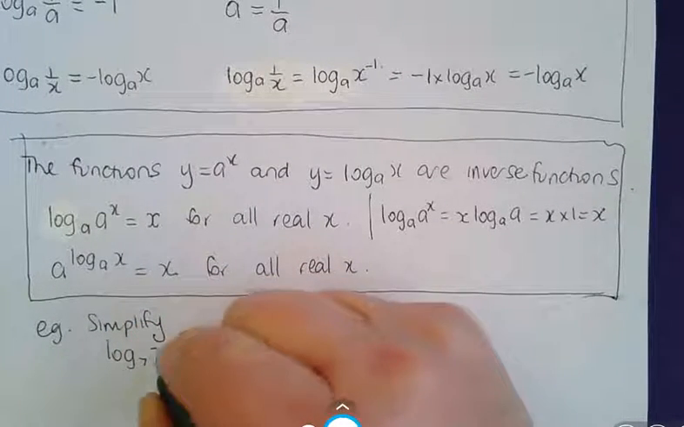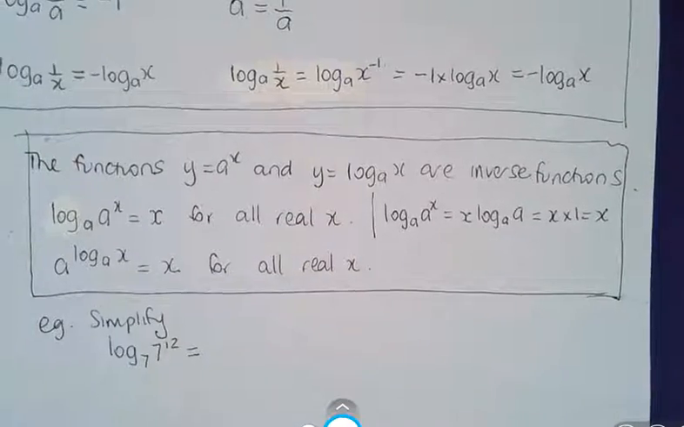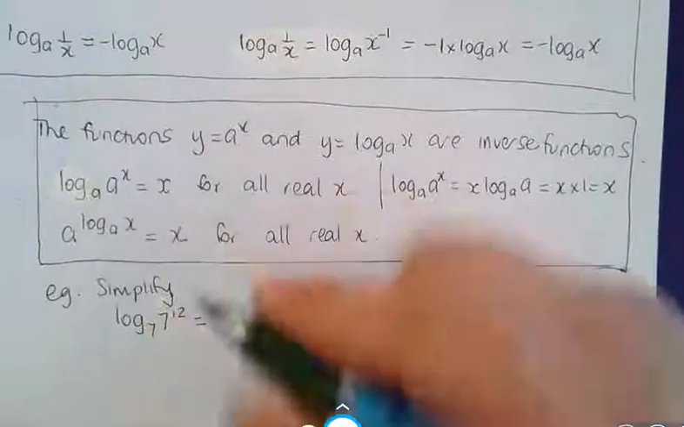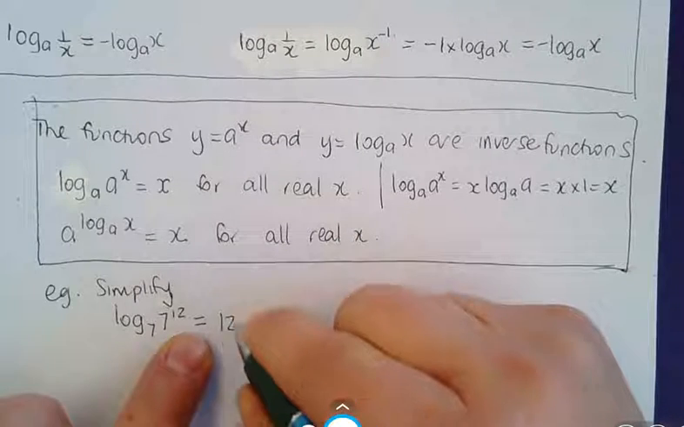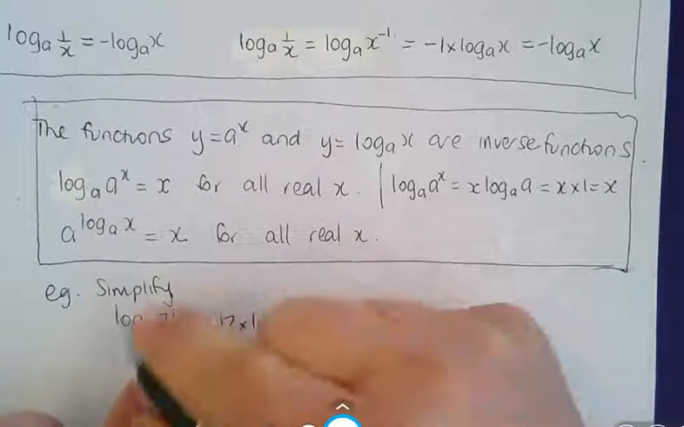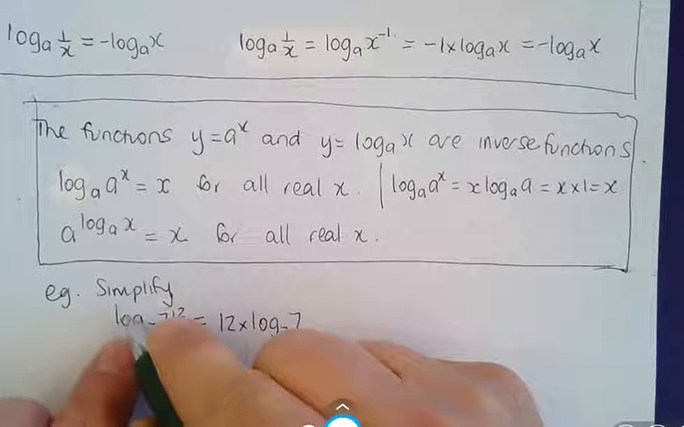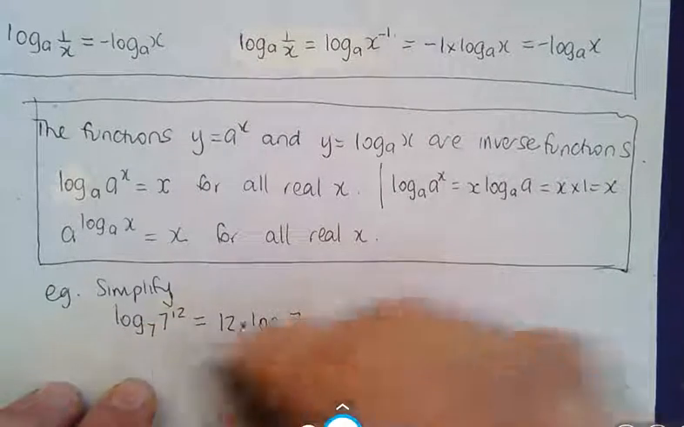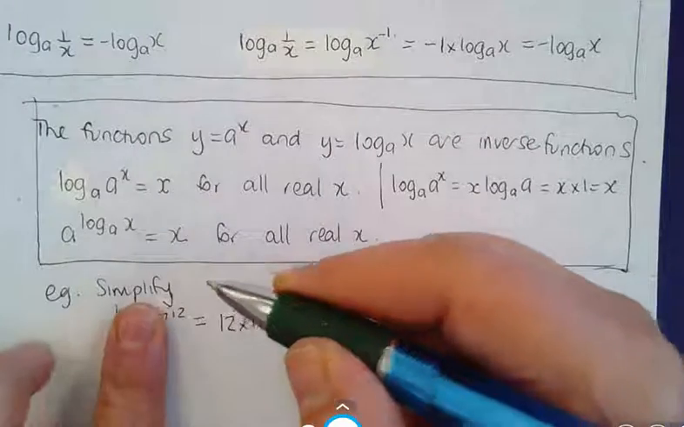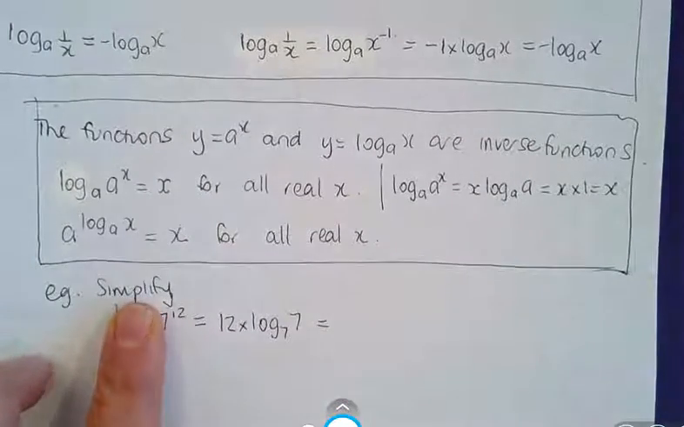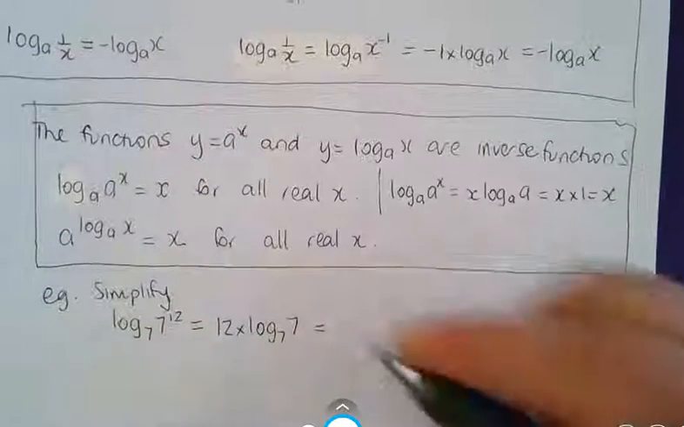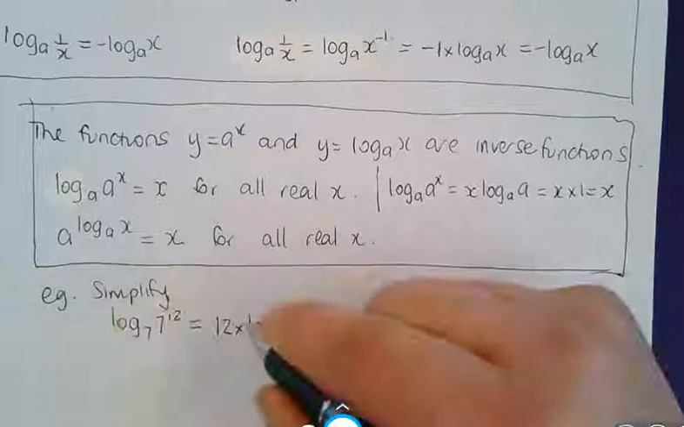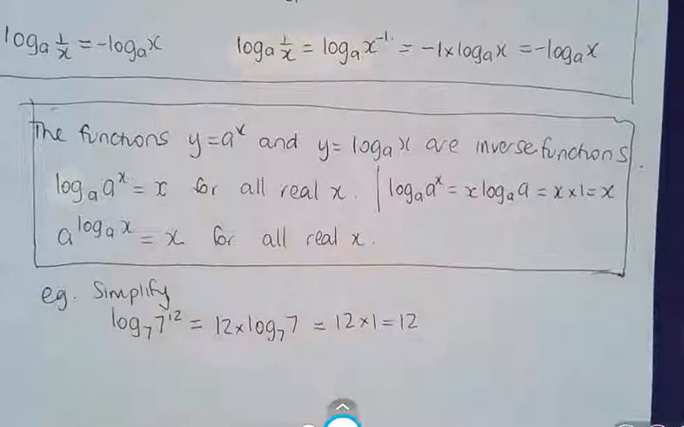Log to the base 7 of 7 to the power of 12. Can you see that properly? With this power, I can bring it to the front. It is 12 times log to the base 7 of 7. I know I haven't shown you that rule yet. So when you've got log to the base something of something and another power, the power comes to the front. Or you can just say, I know that just wipes out, and you're just left with 12. But really, the power comes to the front, so that is 12 times log to the base 7 of 7, which is 12 times 1, which is 12.